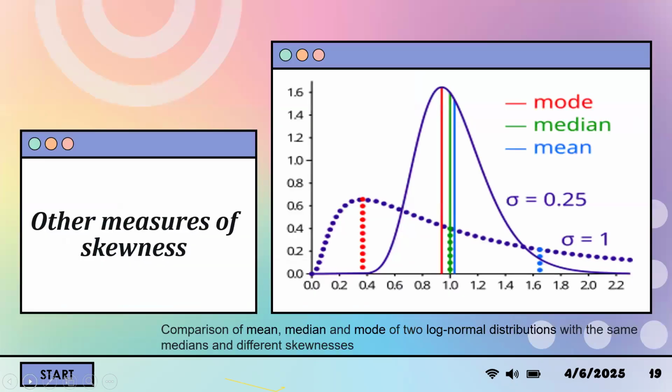What are the other measures of skewness? As you can see here, the colors are marked for the mode, median, and mean with this alpha value of 0.25, alpha value of 1, and they are distributed in a skewed manner. Here are two log normal distributions with the same medians and different skewness. These are basically other measures which are to be discussed in upcoming slides.